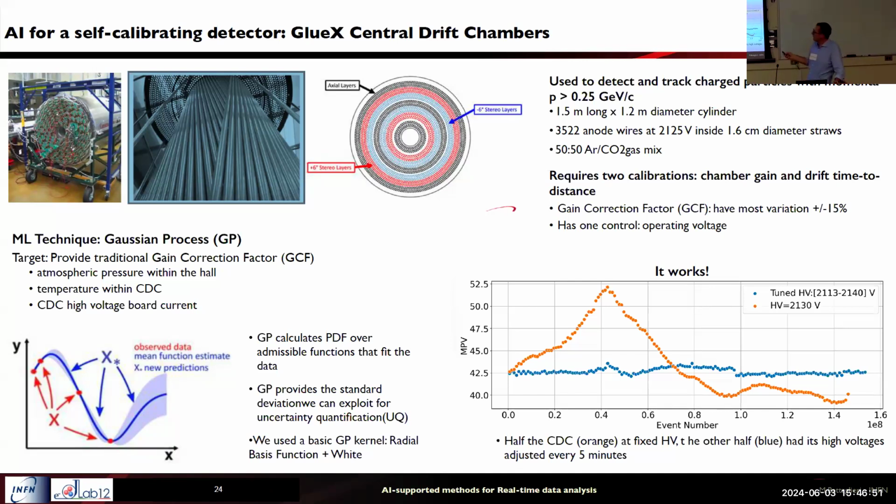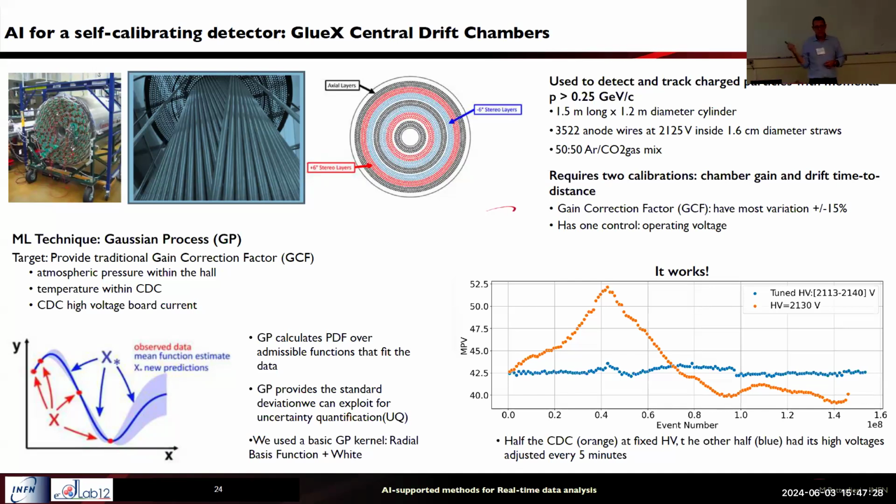Half of the drift chamber in the BlueX experiment, which is an experiment at Jefferson Lab, was just connected as it is, and you have this shape. Not a big problem. At the end of the run, you say, no, I don't want any shape. I want everything flat, because the time to distance needs to be only one function. If something changes, I know that I have to keep this triangle to something that is flat. Okay? And in blue is reported what an AI algorithm was doing in real time.